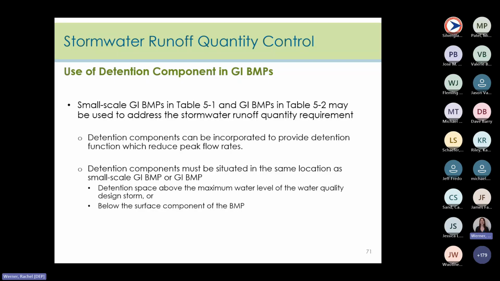For example, a small-scale infiltration basin that is designed to have the first outlet at the water quality design storm elevation may also have additional outlets, to include orifices or weirs, to attenuate runoff from the larger 10-, 25-, and 100-year storms. The important part is that the detention components must be situated in the same location as the BMP, either above the water quality design storm elevation or below the surface. A BMP with a detention component located downstream, outside of the basin's footprint, does not meet the design requirements as stated in the BMP manual.